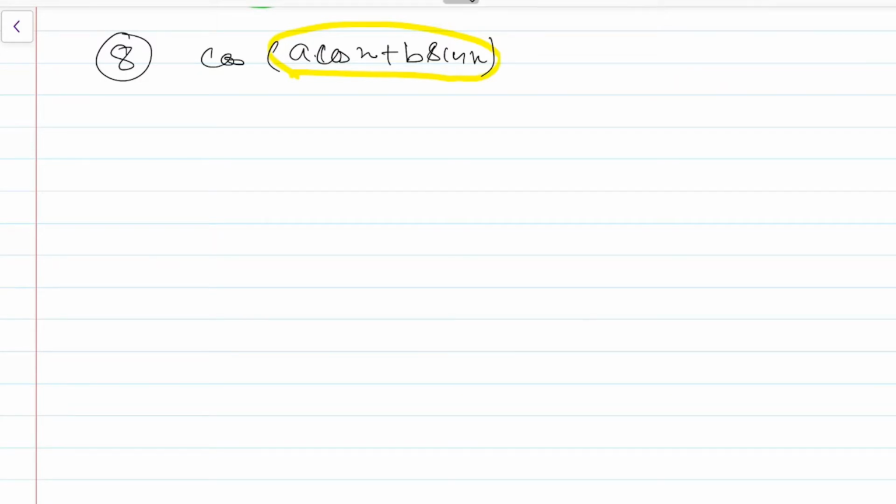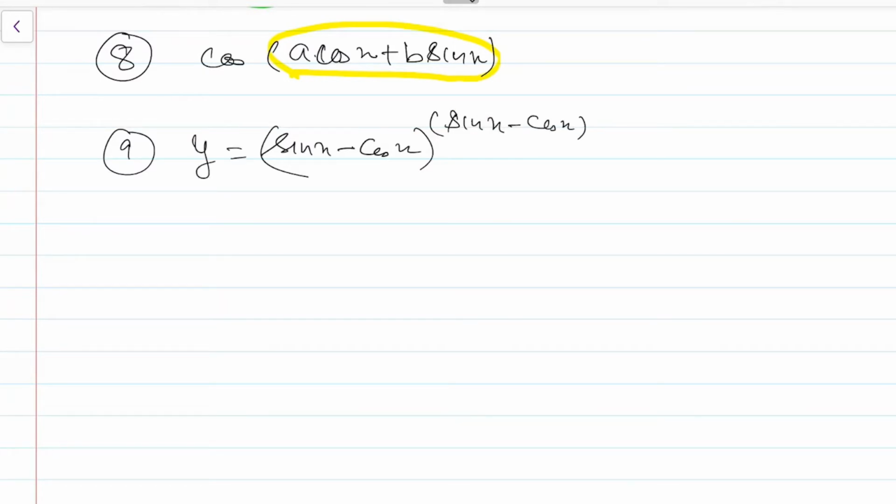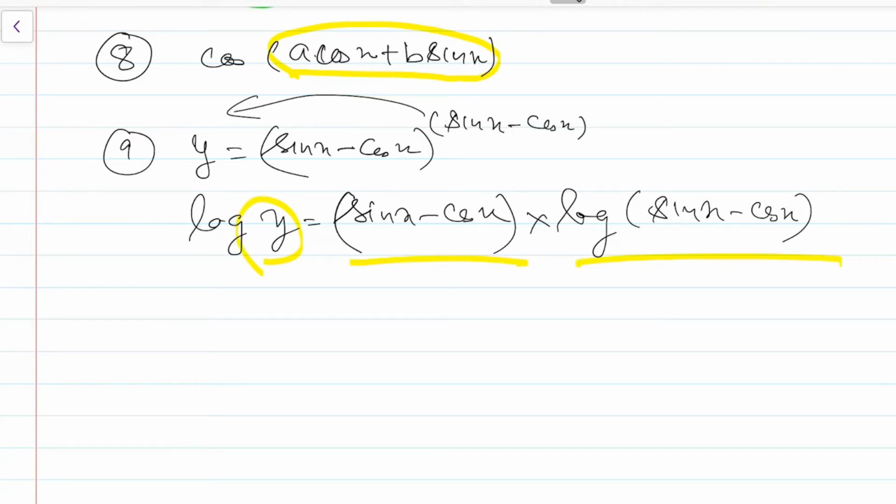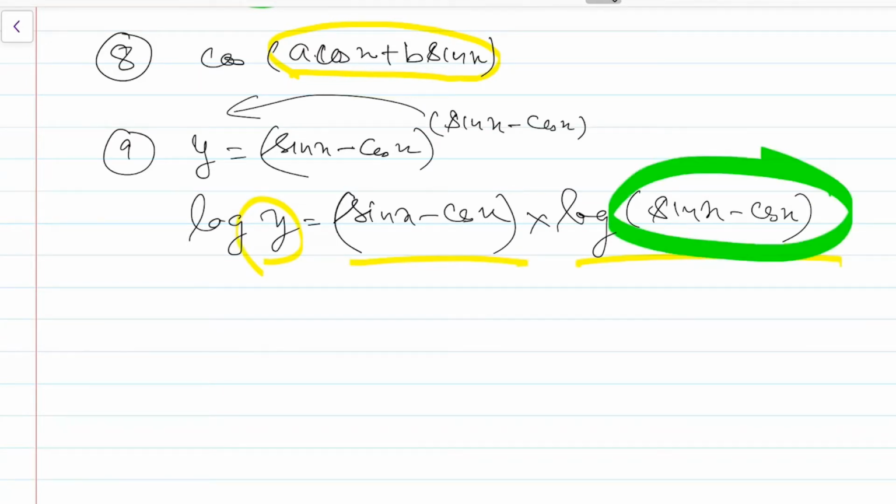Then the ninth one, sin x minus cos x. Let this be y. Taking log, y is equal to, this power will come before the log, so sin x minus cos x into log of sin x minus cos x. Then proceeding further, here we'll use the product rule first, and then here we'll use the chain rule.